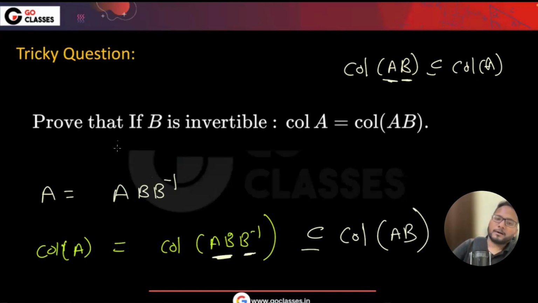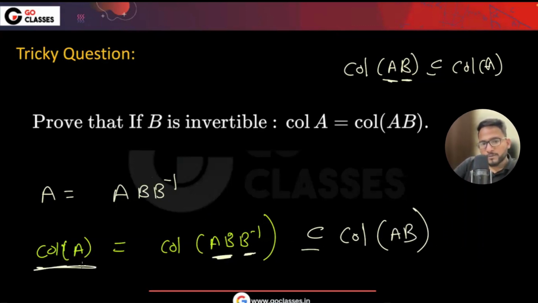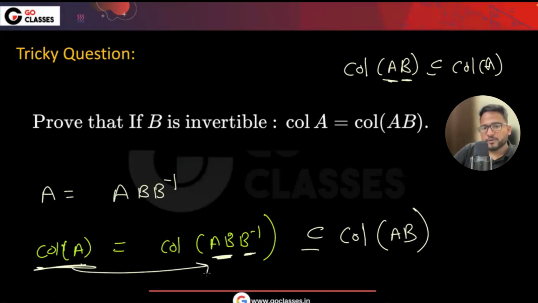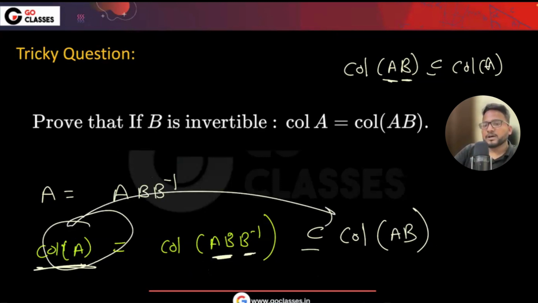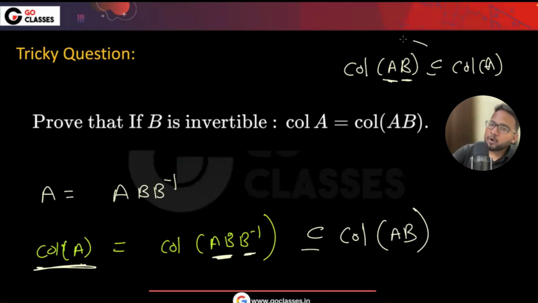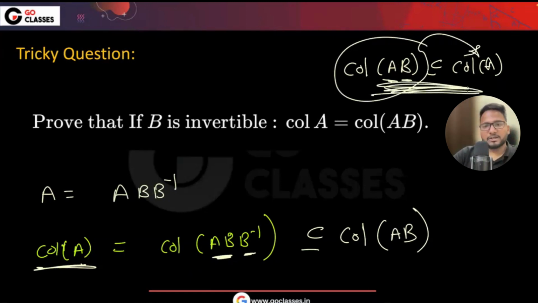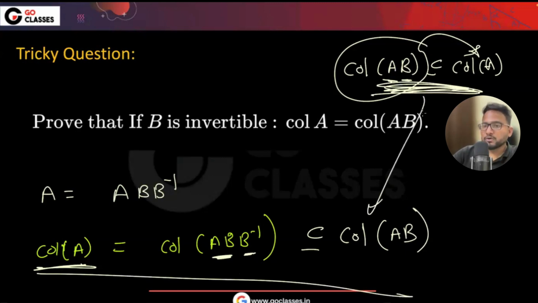Now what you are saying is that the column space of A, which is the same as the column space of this, is a subset of the column space of AB. So we have proved the other way also, that the column space of A is a subset of the column space of AB, and the column space of AB is a subset of the column space of A. In general, it is true, and if B is invertible, then this is also true. So using this, can you say that both are equal?